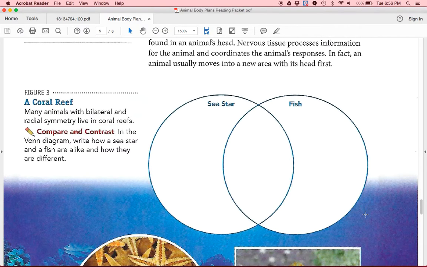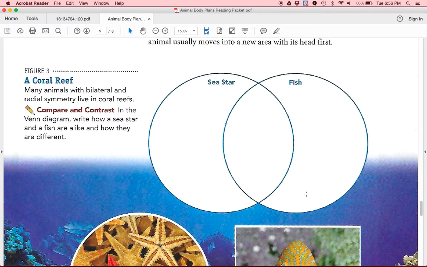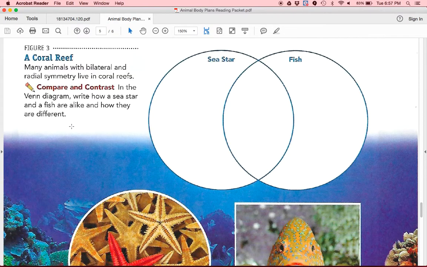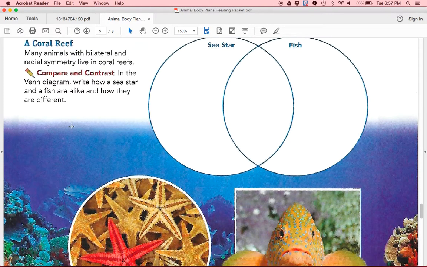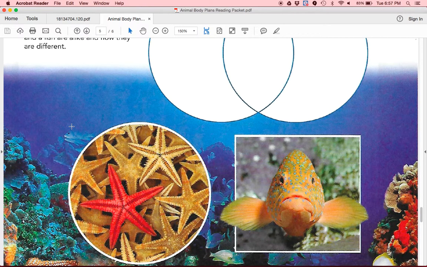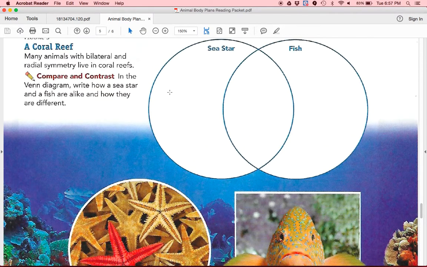Okay, compare and contrast. You have to do this in your notes. In the Venn diagram, write how a sea star and a fish are alike and how they are different. Look at the sea star, look at the fish. Tell me how they are different on the sides here, and tell me how they are alike in the middle.